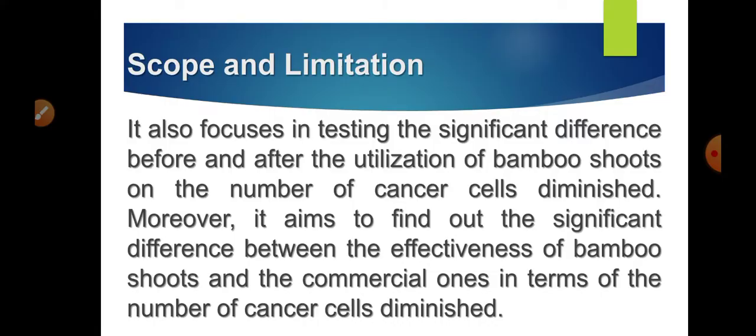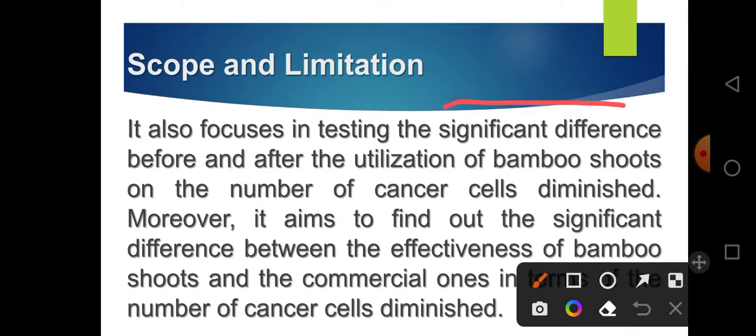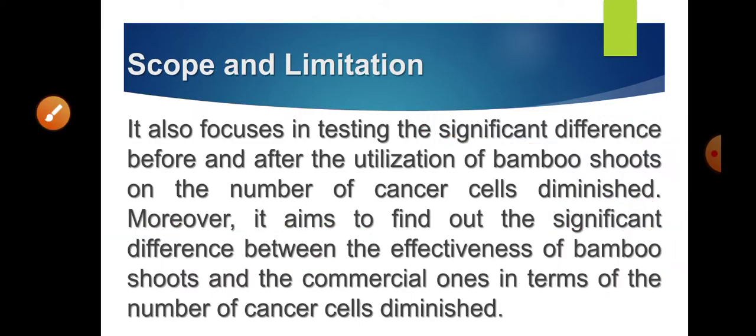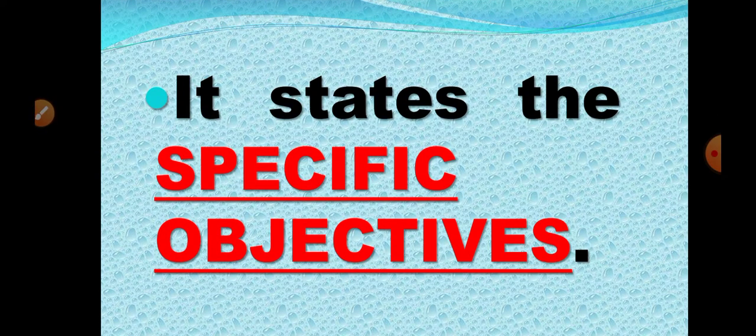What is the next information that must be included after stating your general objective? We have our next example: it also focuses on testing the significant difference before and after the utilization of bamboo shoots on the number of cancer cells diminished. Moreover, it aims to find out the significant difference between the effectiveness of bamboo shoots and the commercial ones in terms of the number of cancer cells diminished. Of course, after your general objective, you must also state your specific objectives. That will be the third information that must be present in your scope.